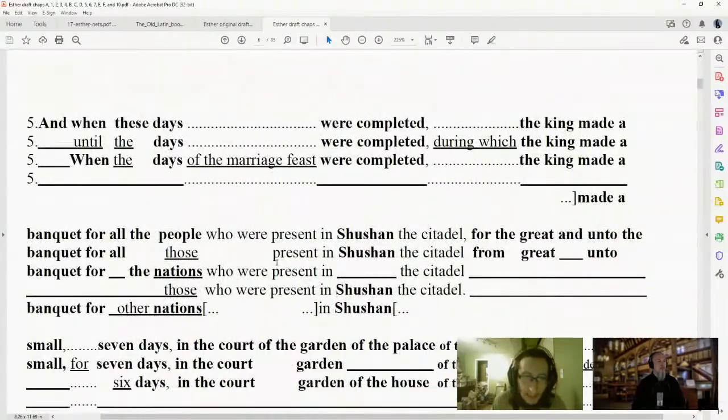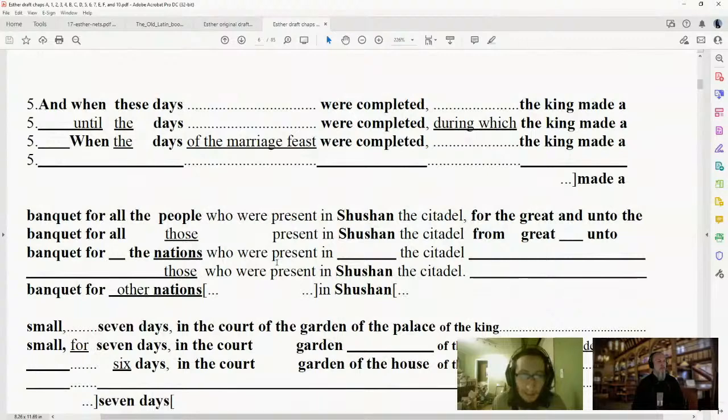And that is because the same exact word occurs in both verses. Verse 3, it says banquet for. And then you go to verse 5, it says banquet for. So this is probably a case of what's called, I don't know the pronunciation of it exactly, but it's like homoioteleuton or something. I just butchered it.